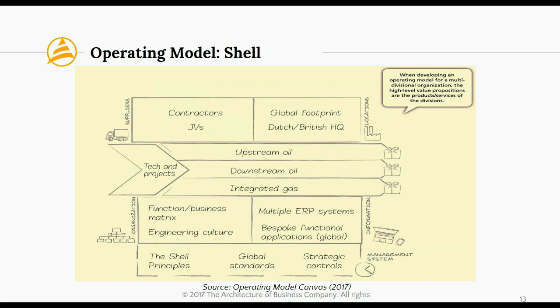Information: Shell has several ERP systems in different divisions, but it runs global applications for those functions that have been centralized. Finally, suppliers. Shell has many suppliers, but the most important ones are those who work on major projects and joint venture partners. Now, most of Shell's partners are also suppliers to other oil companies, for example, drilling companies, engineering companies, and so on. And so having a good relationship and mutually beneficial contracts with them is important for Shell's business continuity.